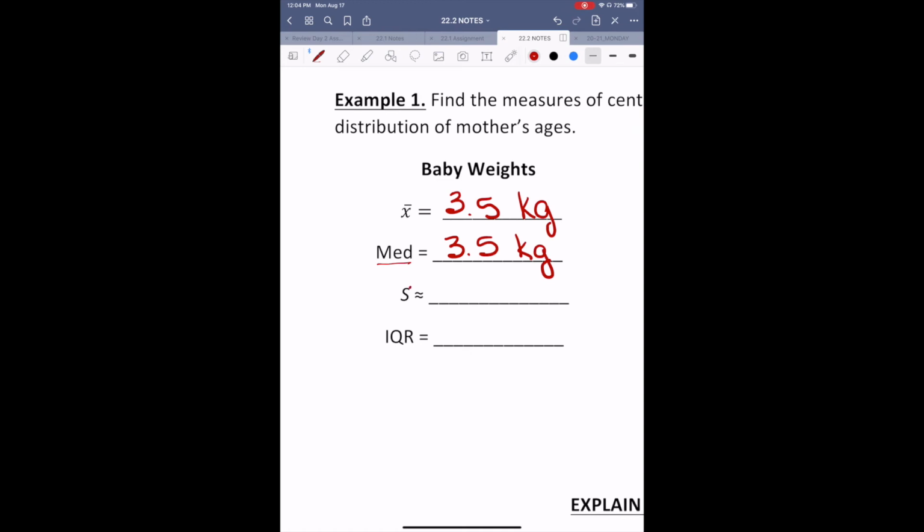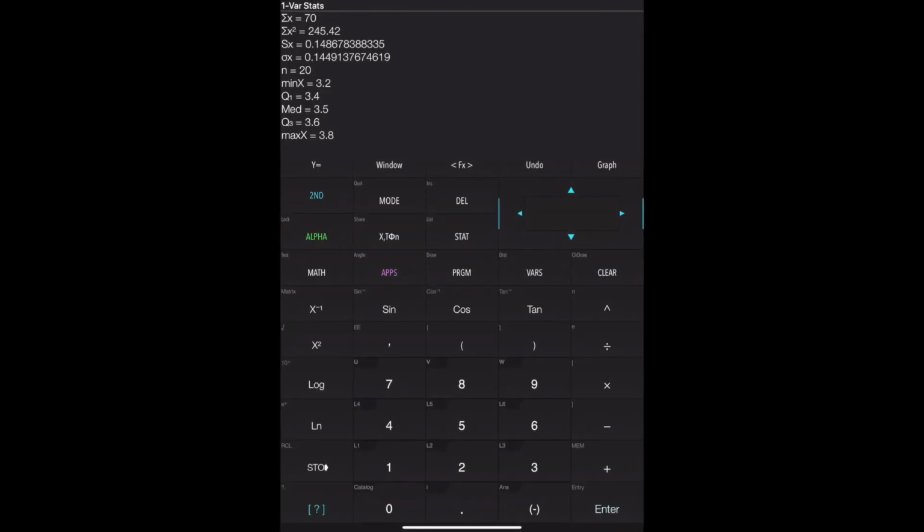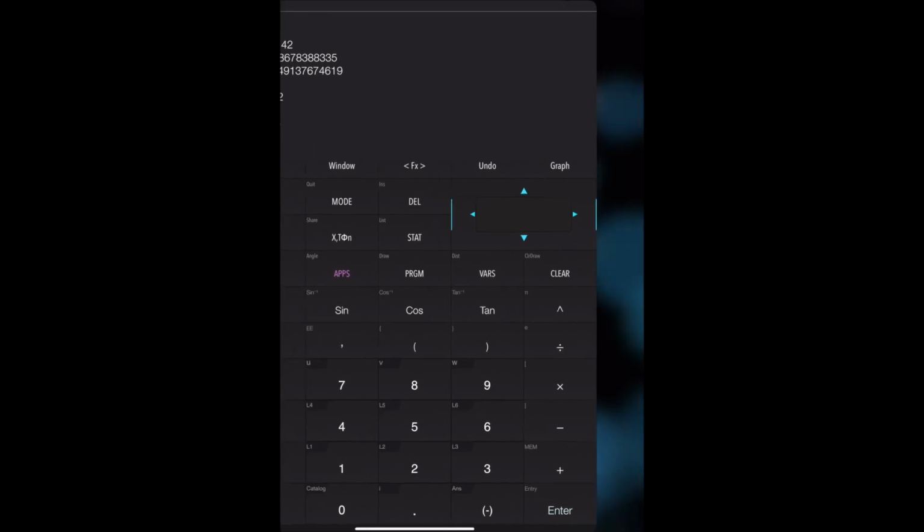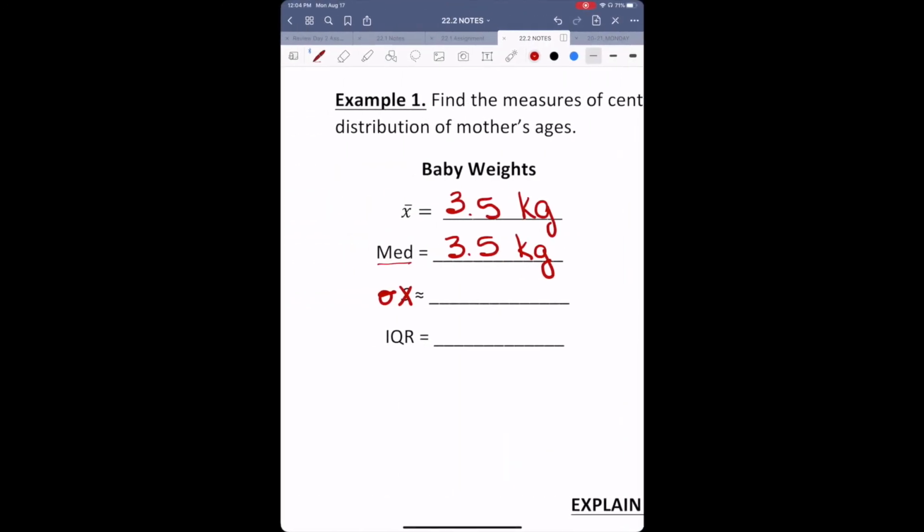Now, this should not be a capital S. Remember, we do use sigma for standard deviation. And if I come over this way to my calculator, you can see that the standard deviation is 0.14491. I'm going to go ahead and round it to the tenths place. So we're going to say it is 0.1 kilograms.